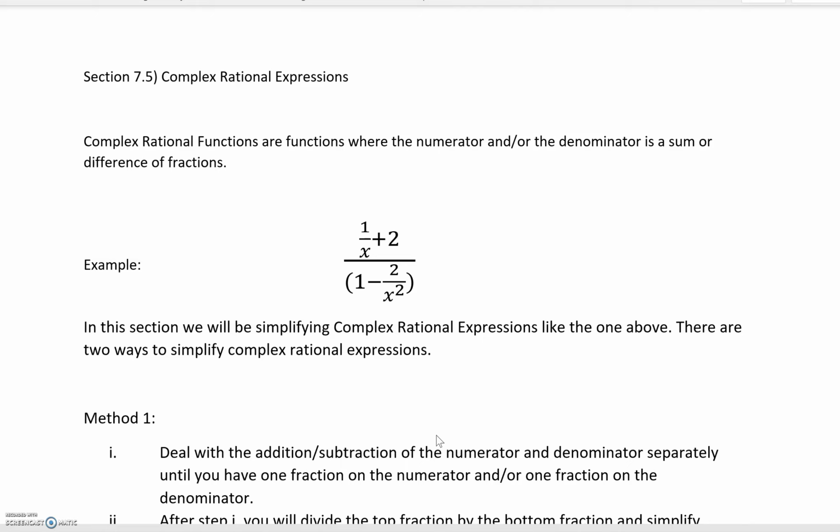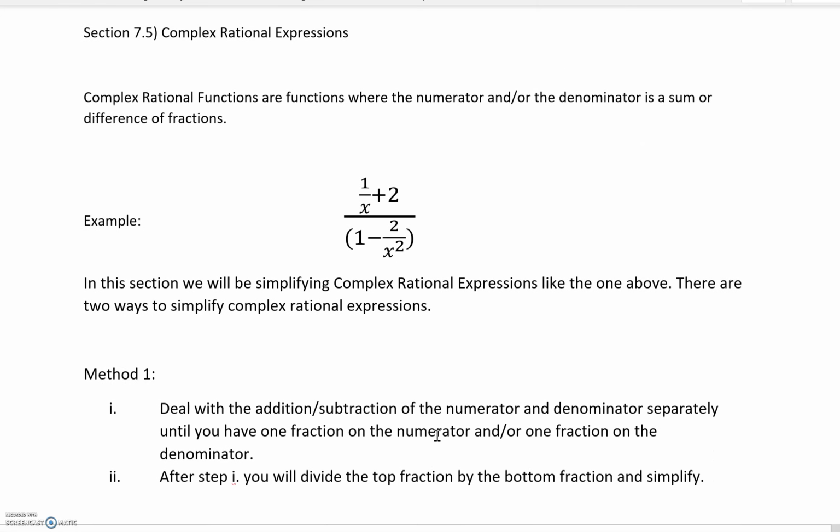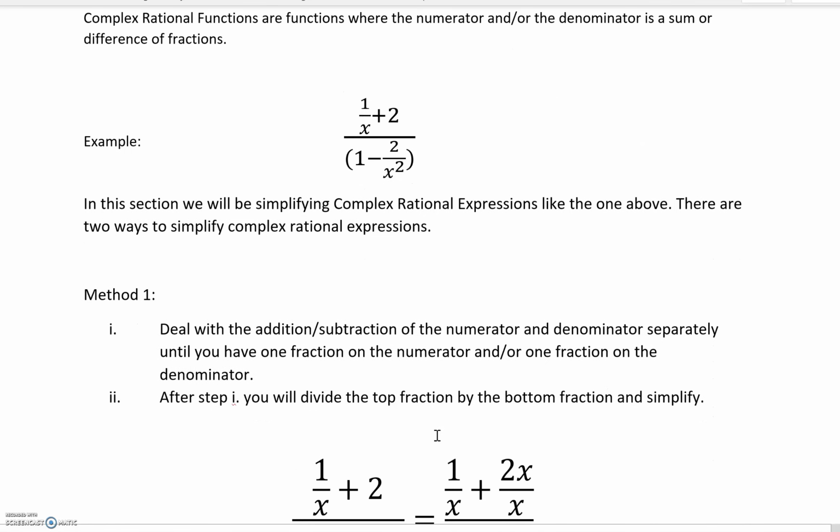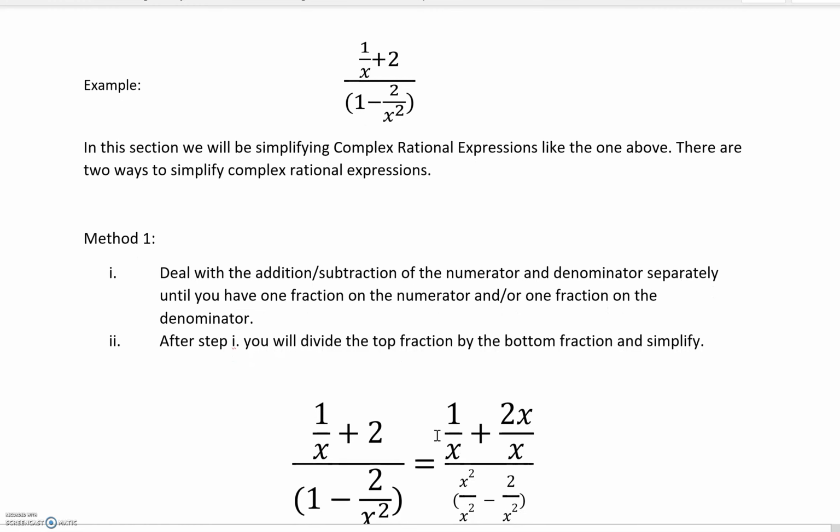A complex rational function is a function where the numerator and/or the denominator is a sum or difference of fractions. So take a look at this example here, this one that I'm pointing at right now. This is a complex rational function. The numerator involves a sum of fractions. The denominator involves a difference of fractions. In this section, you are going to be simplifying complex rational expressions.